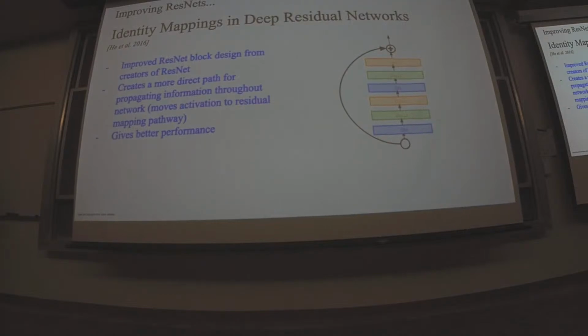Okay, so improvements on ResNets. A paper came out from the same group that did ResNets in 2015, called Identity Mappings in Deep Residual Networks. It was basically that they had spent a lot more time with ResNets and made a few adjustments. So they improved the ResNet block design.